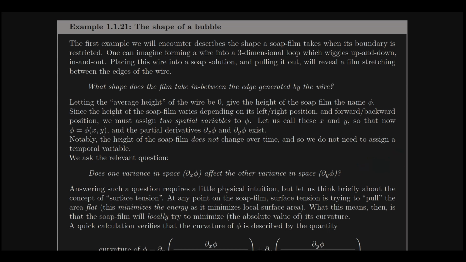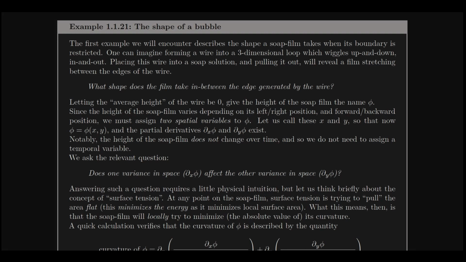So then we ask the question about changes, right? We ask the question, does a change in the x direction, does this slope right here affect the change in the y direction, the slope in the forward backwards? If the answer to that is yes, then we have a PDE.